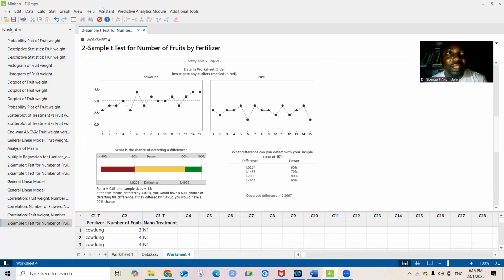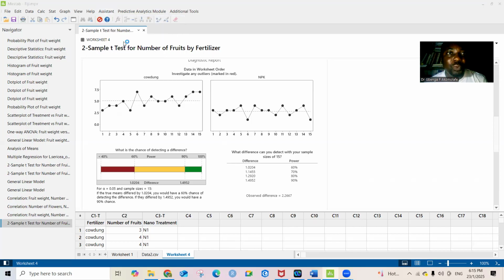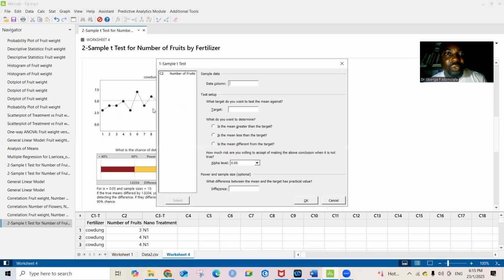Let's go to Assistant, Hypothesis Test. You will see that we may not be able to do that because we have two samples, but let's click on one-sample t-test, all right? It asks us, where do you have the data? So just double click on number of fruits. What target do you want to test the mean against? I told you that if you're doing a one-sample t-test, that means you are comparing the mean of that population with a standard. So you have to state the standard here.